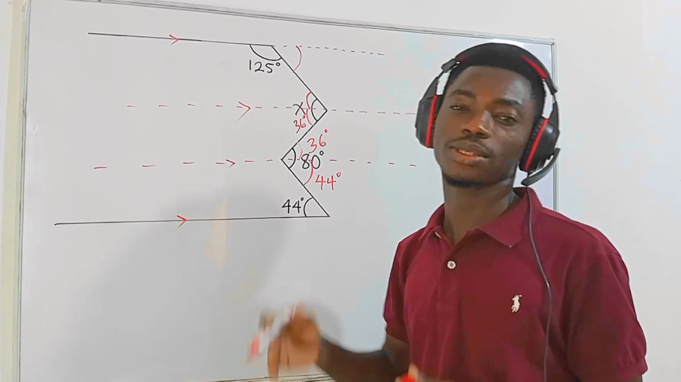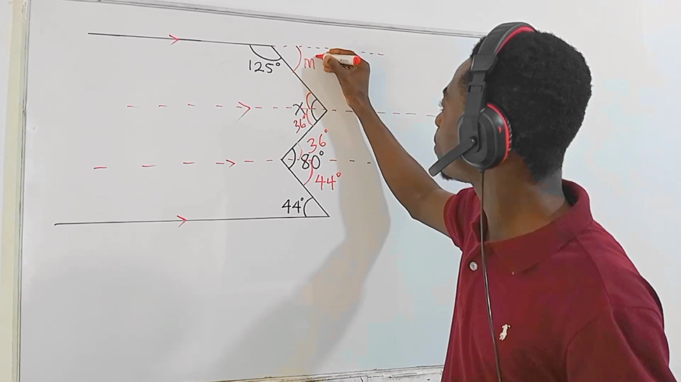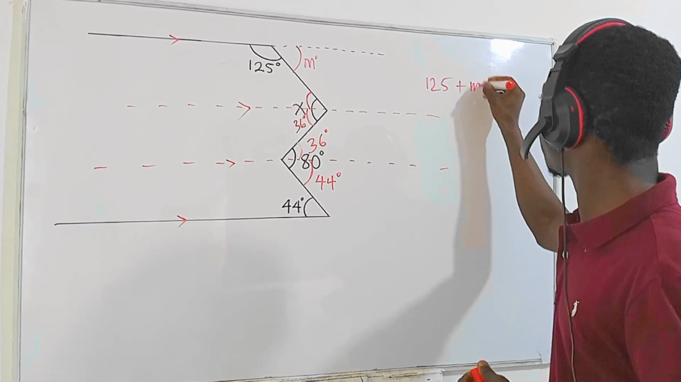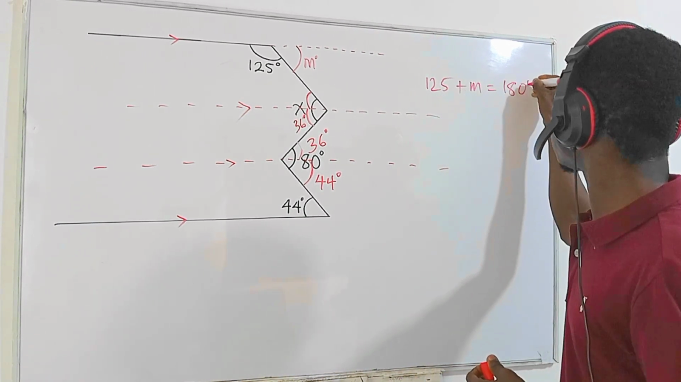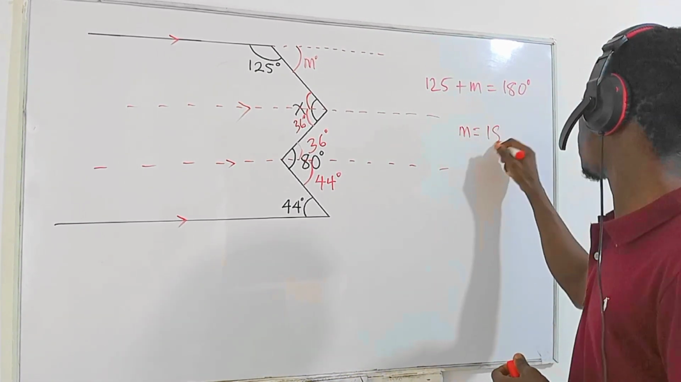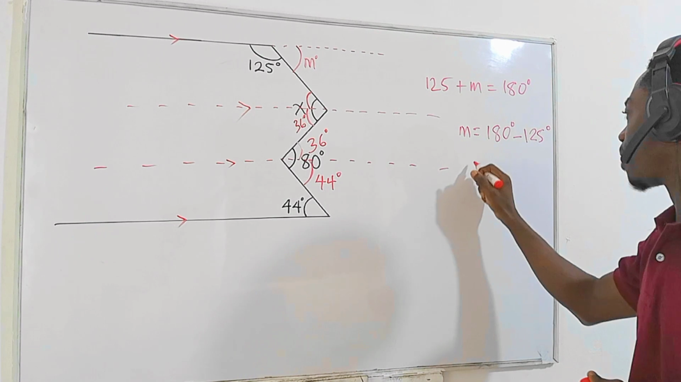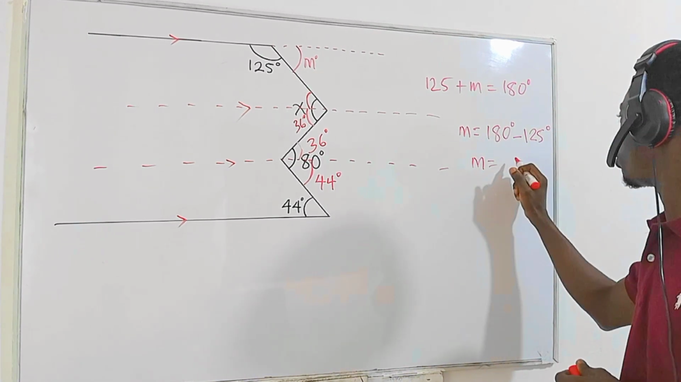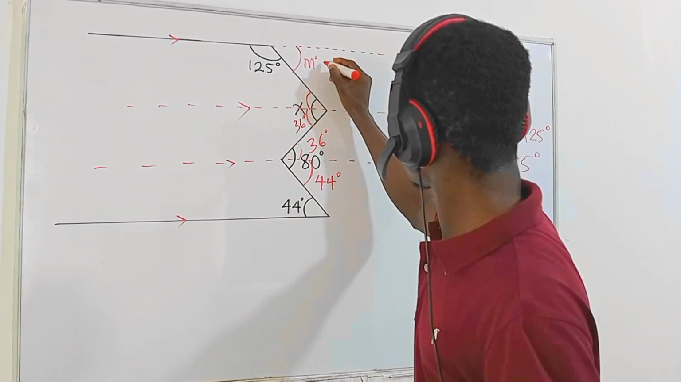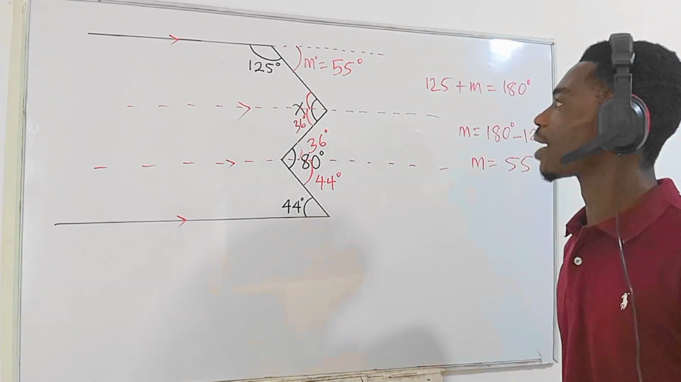The sum of angles on a straight line is 180 degrees. So let's assume that this angle here is m degrees. Then basically 125 plus m should give us 180 degrees, meaning that m is equal to 180 degrees minus 125 degrees. And basically, we are going to have m to be 55 degrees. So it means that this angle m right here is 55 degrees.